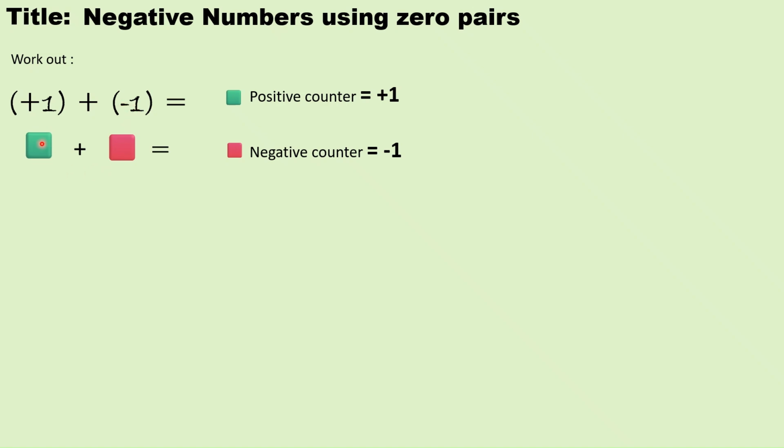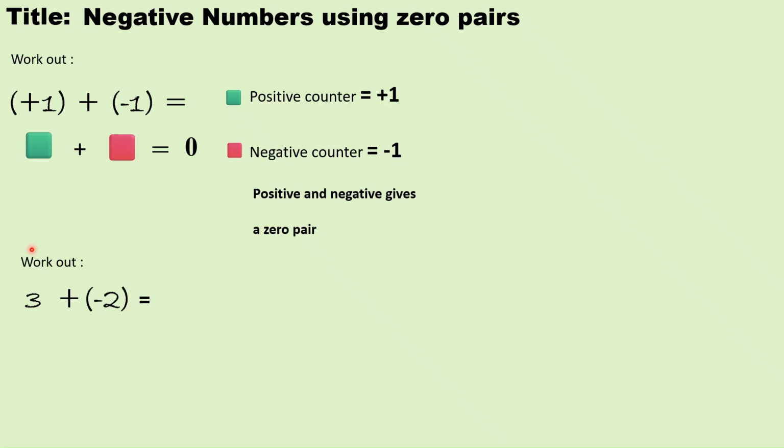And a positive and a negative gives you 0. This is known as a zero pair. A positive and a negative gives you 0, and this is called a zero pair. Let's use our zero pair to solve questions.